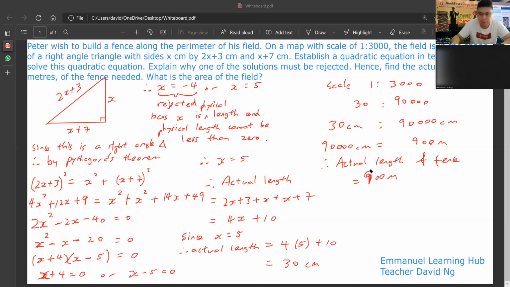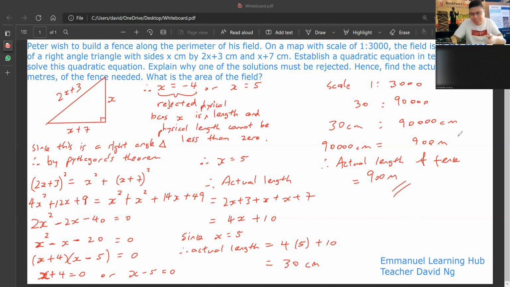So in the exam, be careful. I nearly wrote 30 cm or 30 meters. Then I forgot about the scale. Then I read the question again, right? I realized I need to convert to the actual length by using the scale. In the exam, when you finish the question and want to move on, just before you move on, please read the question one more time. That is what I did earlier. That's how I realized, oh, it's not 30 cm. I got to change to this.